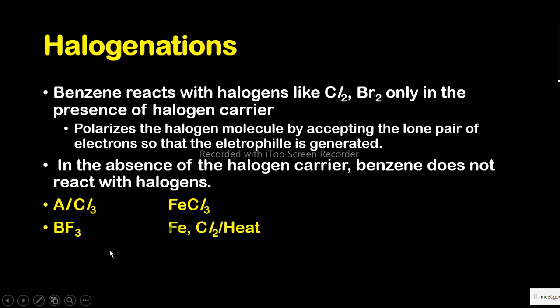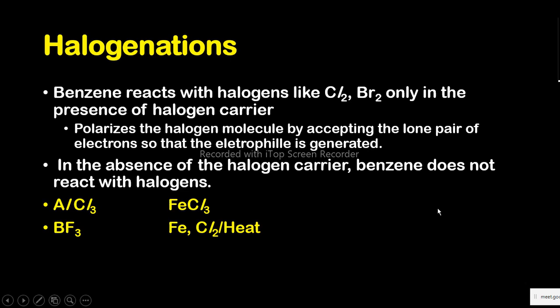Or we can generate them. Boron 3 fluoride, the electron density is so high. Or we can generate them: you get a mixture of iron and chlorine, and then you heat. You produce iron 3 chloride. So depending on what is given, if you are given this, then you won't need to heat. But if you are given iron and then chlorine, then you first generate the halogen carrier, and then the reaction proceeds. And we are going to do that.